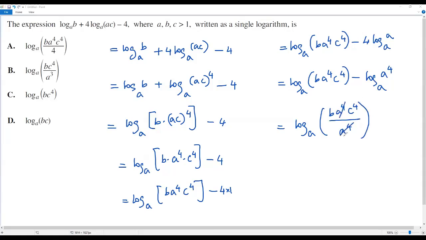The a to the fourth power in the numerator and denominator will cancel out. Then I'm getting log to the base a of b times c to the fourth power. So the correct answer choice for this question is option C.